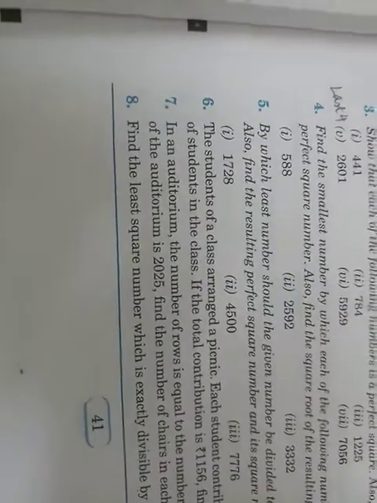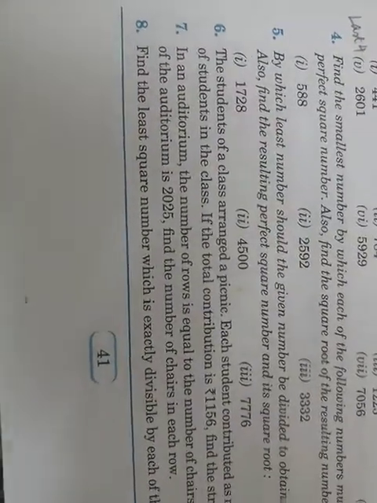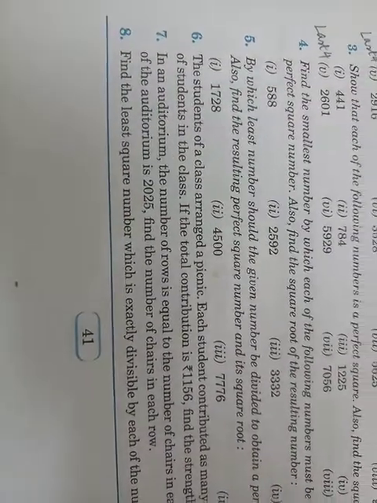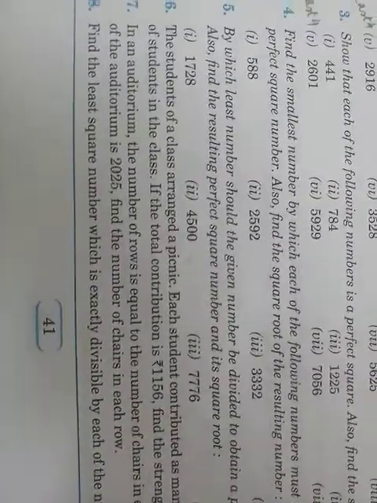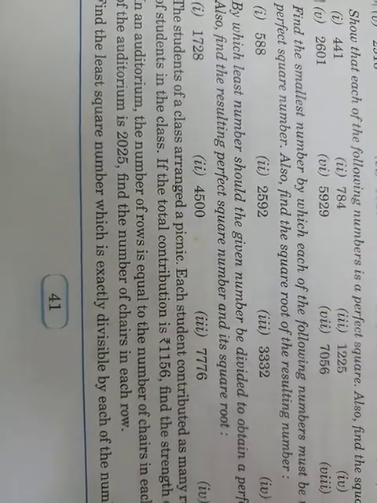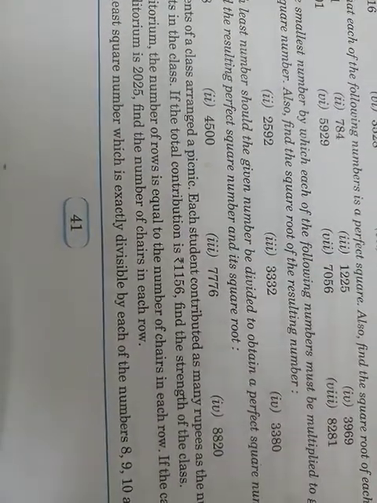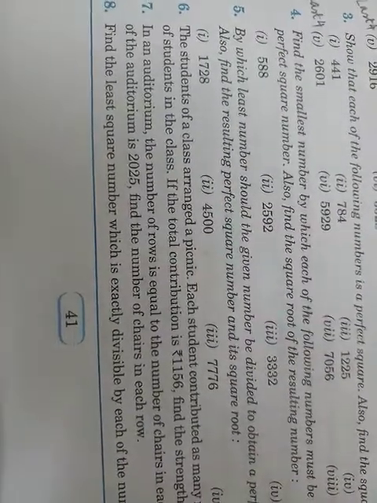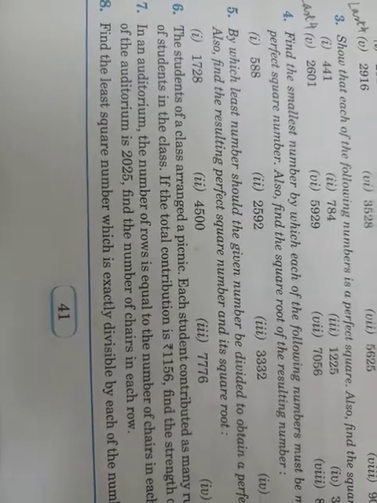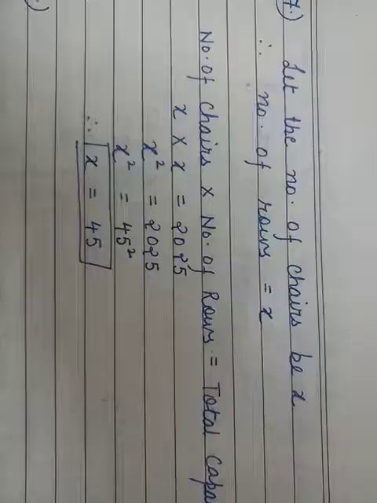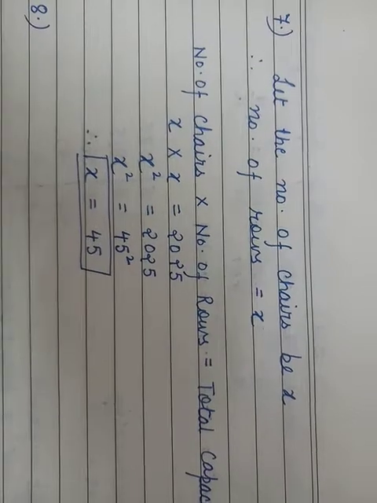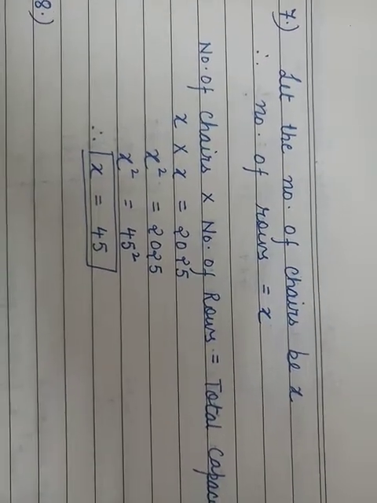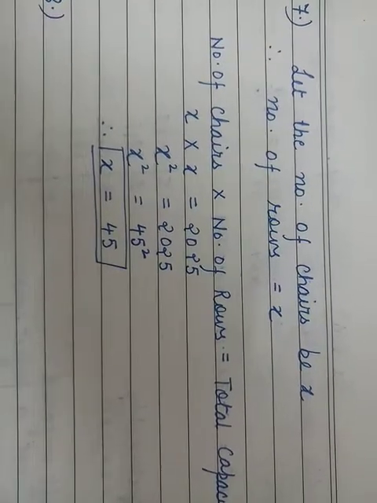I discuss question number 6 with you. 6 and 7 again are of the same type, so I discuss question number 7. In an auditorium, the number of rows is equal to the number of chairs in each row. If the capacity of the auditorium is 2025, find the number of chairs in each row. See how we do it in the copy. Let the number of chairs in each row be x. Therefore, the number of rows will also be x, as it is given in the question.